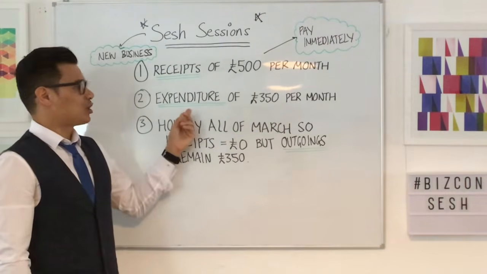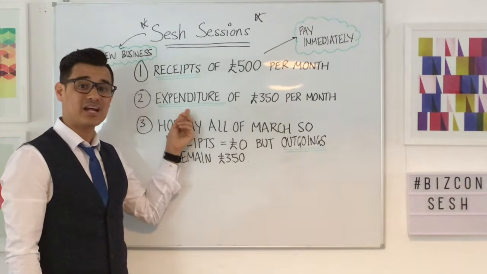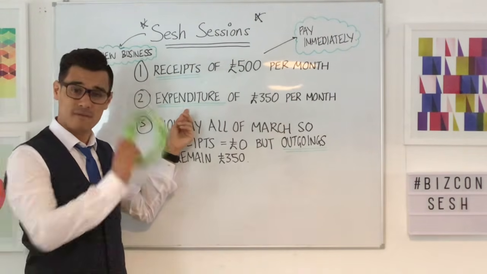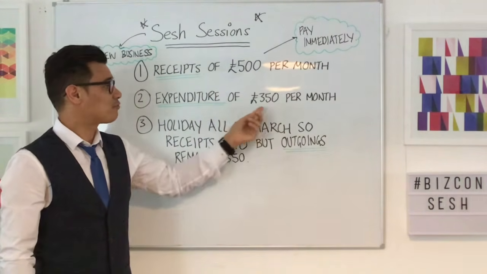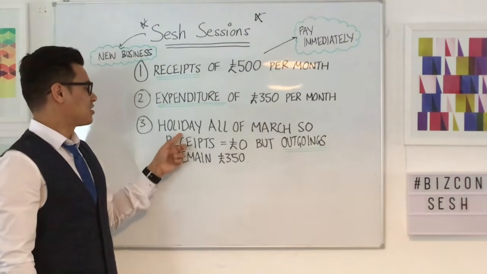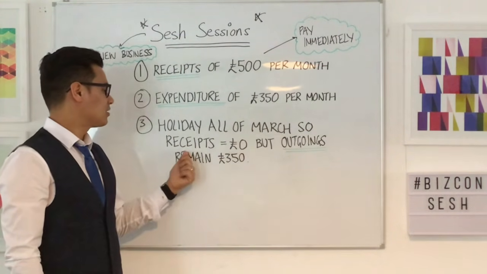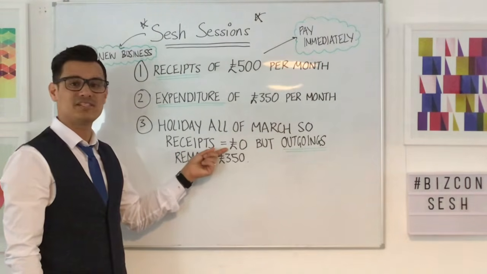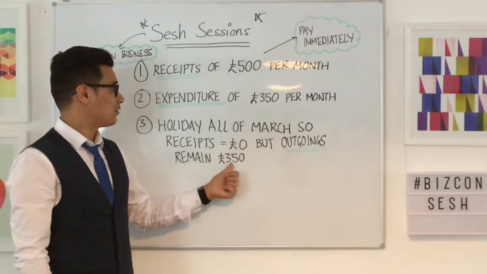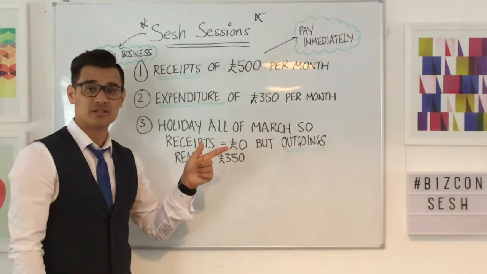Number two, expenditure. So remember, expenditure is the same thing as your cash outflows. It's your costs, effectively, your spending. So Sessions have expenditure of £350 a month. And number three, Sessions have decided they're going on holiday for all of March. So the receipts, the cash inflows from their gigging would obviously be zero if they're going on holiday, but their outgoings will still be £350. We will now apply this question to our grid.